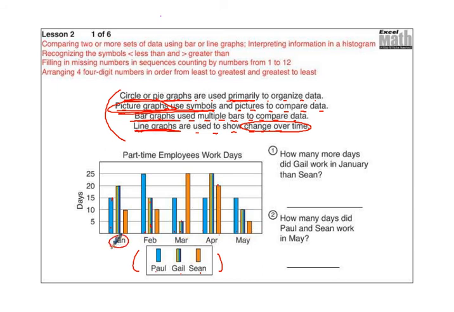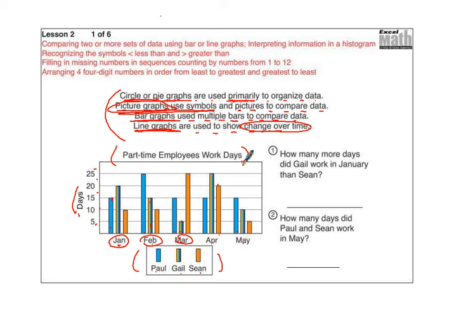You see that we have Jan, Feb, Mar here. These would be the months of the year, of course. And over on the side it says days. This is called a label, and that means that the numbers going up the side of the graph are how many days, and that would probably be how many days in January. Let's take a look at the title of the graph. It says part-time employees work days.